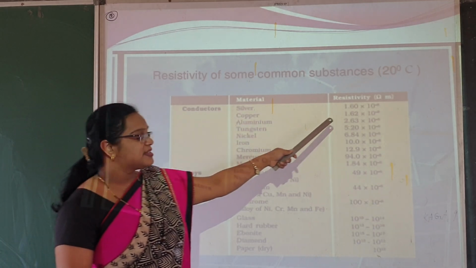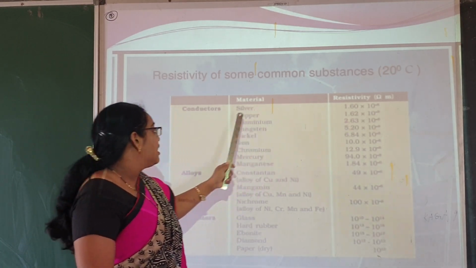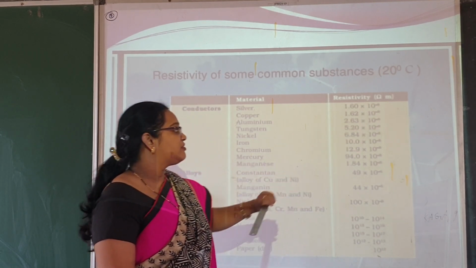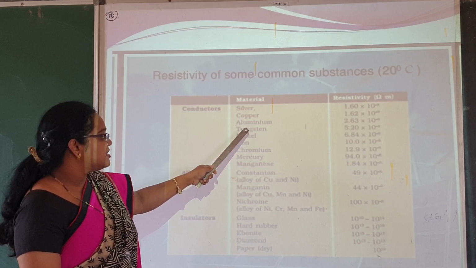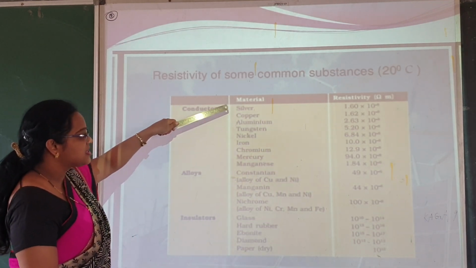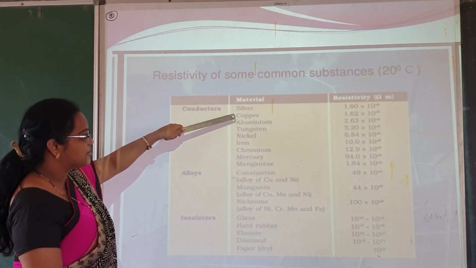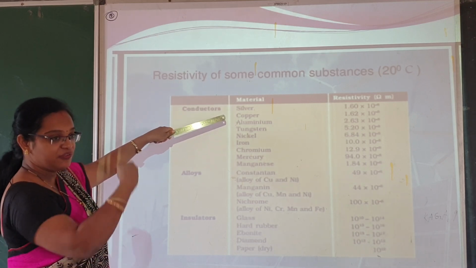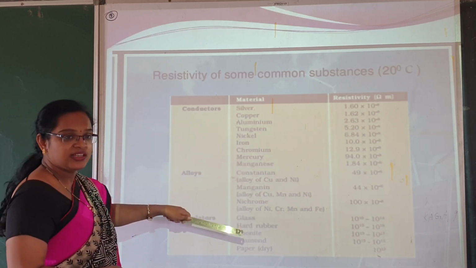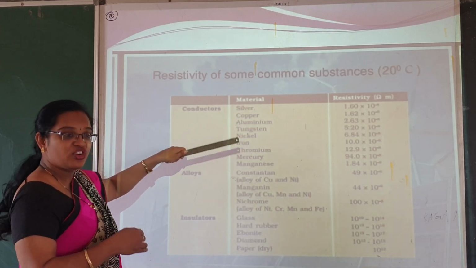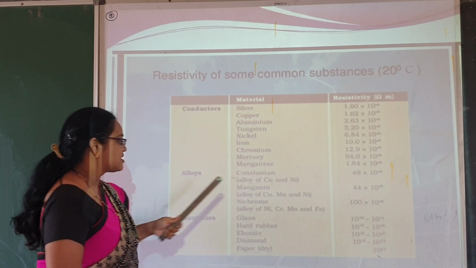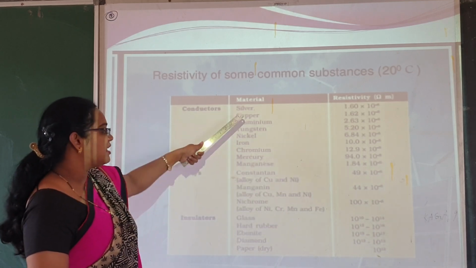Silver has a resistivity of 1.6 and copper 1.62, into 10 to the power of -8. For aluminium and tungsten, resistivity is increasing here, then iron, chromium. Silver is a good conductor, copper is a good conductor, and as you go down, the resistivity increases. When resistivity is increasing, it is not considered a good conductor. Insulators have more resistance, and alloys have more resistance than the metal.